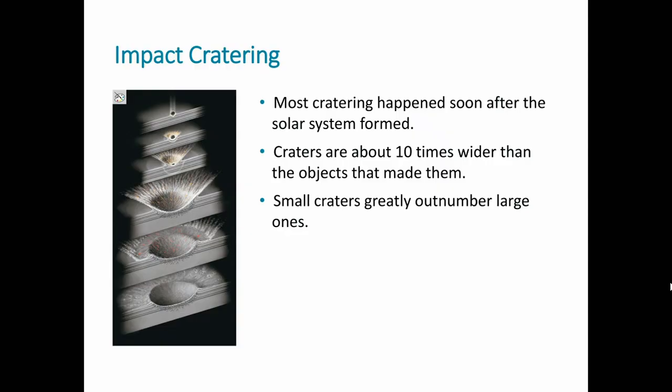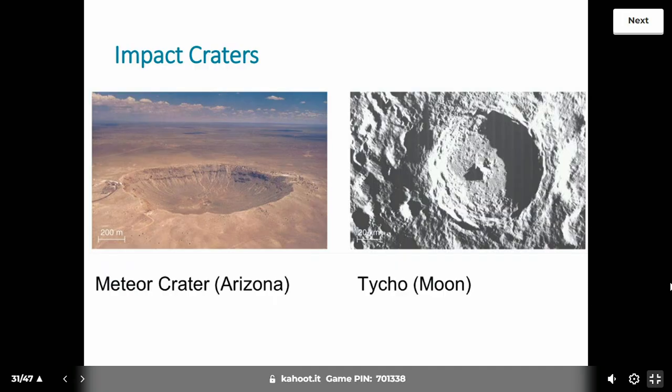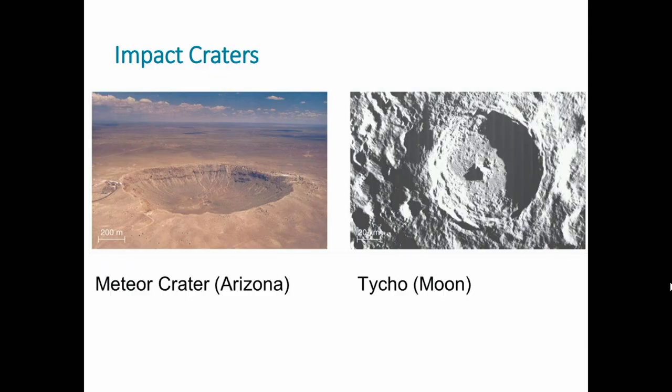When an object hits the surface of a planet, it makes a crater that's about 10 times wider than the object itself. And when you look at the surface of planets, you'll see that there are a lot more small craters than there are large craters. And that's because there's a lot more small impacting bodies than there are larger impacting bodies. So here's a couple of examples. This is Meteor Crater in Arizona. And this is Tycho Crater on the moon.